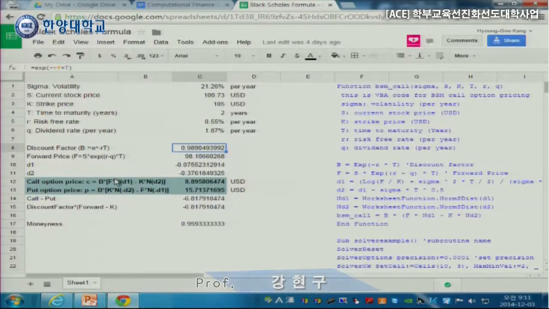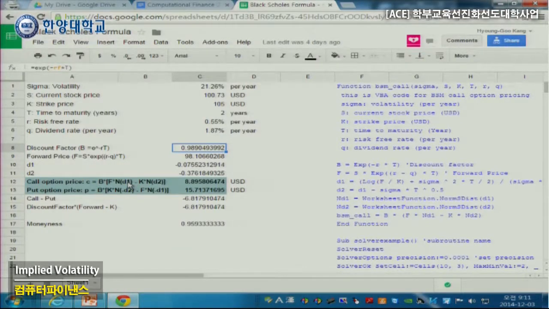So this part is about the Black-Scholes model. I think you know how to obtain the Black-Scholes model and how to compute Black-Scholes option prices. If you have a computer, you can open it and let's watch together. Let's say sigma, which is volatility, is 22%.